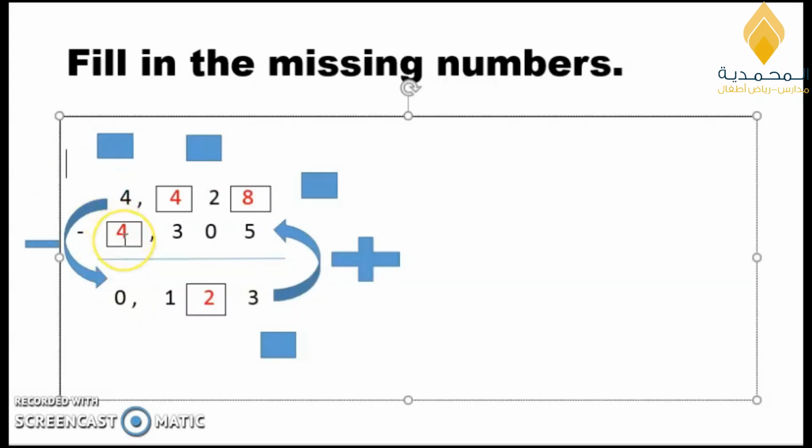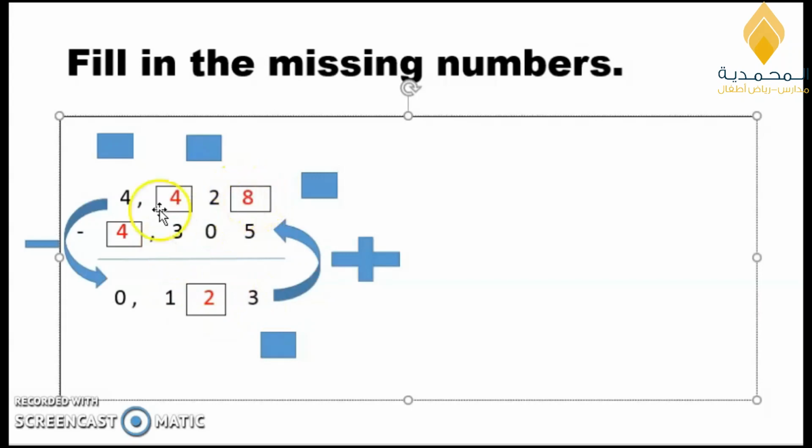Good job. So this is the answer. Let's read them together. 4,428 minus 4,305 equals 123. This is the equal sign. Notice that there is no thousands place here, so the answer, or the difference, is 123. Let's check the answers together.